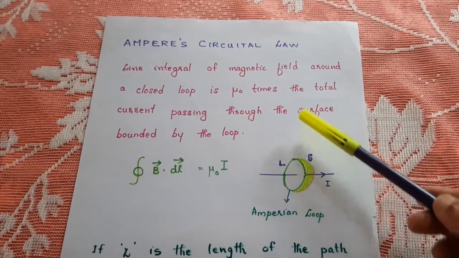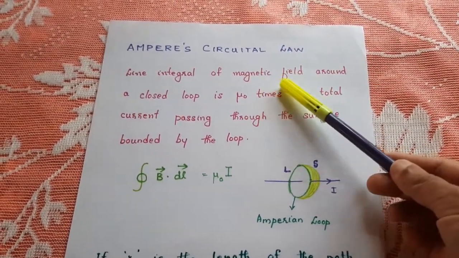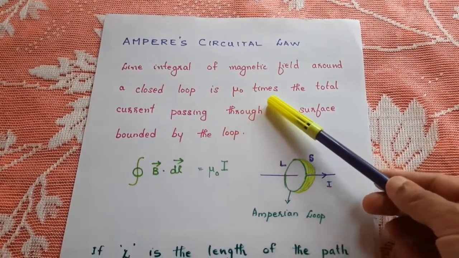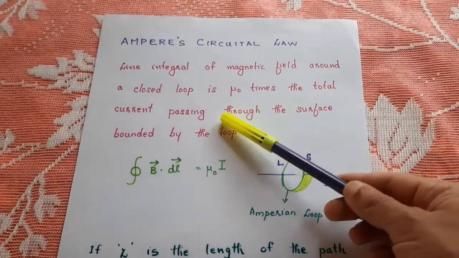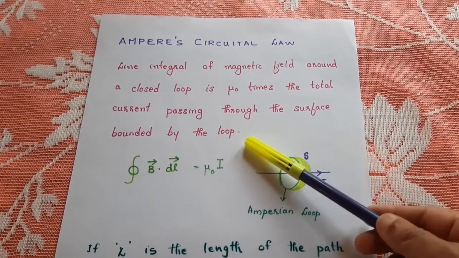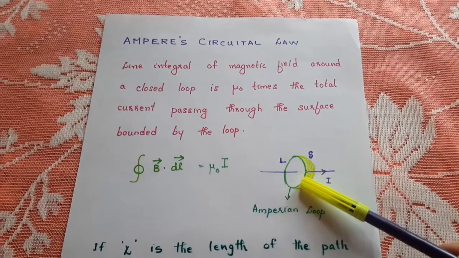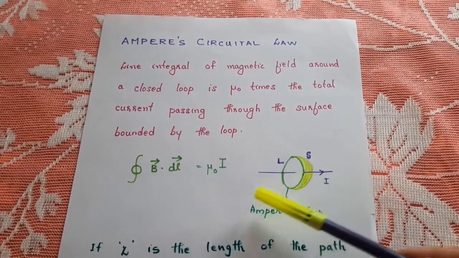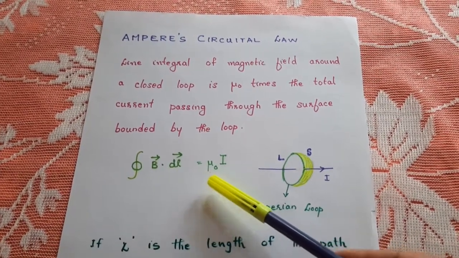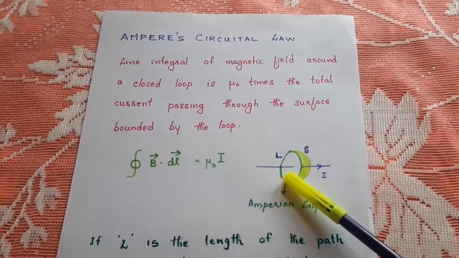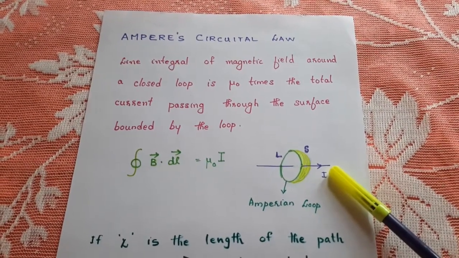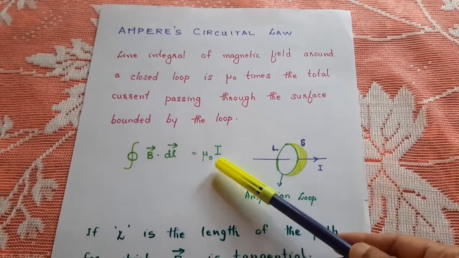According to Ampere's circuital law, the line integral of magnetic field around a closed loop is mu0 times the total current passing through the surface bounded by the loop. So for the loop L, closed integral B dot dl is equal to mu0 times the current passing through the area bounded by the loop, that is mu0 I.